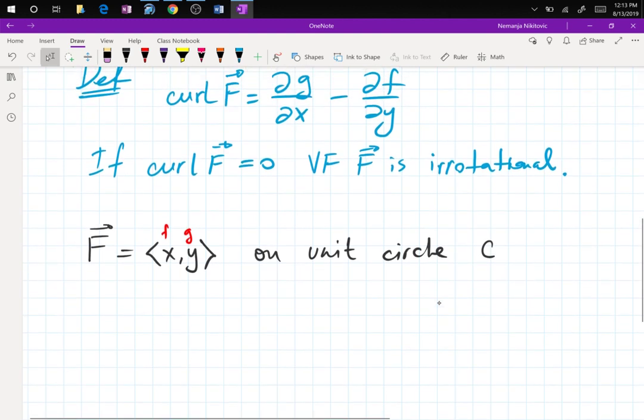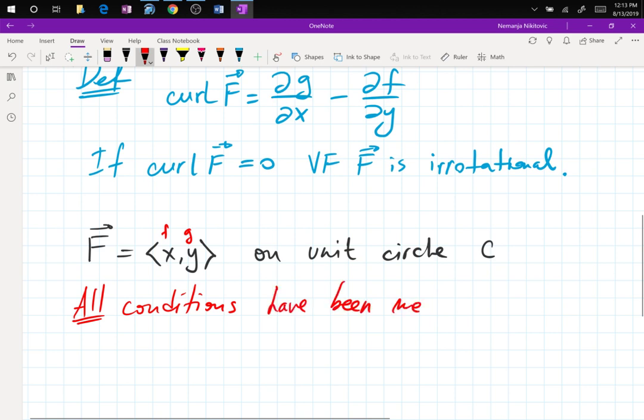So all conditions have been met for us to work out Green's theorem. So what do I have?